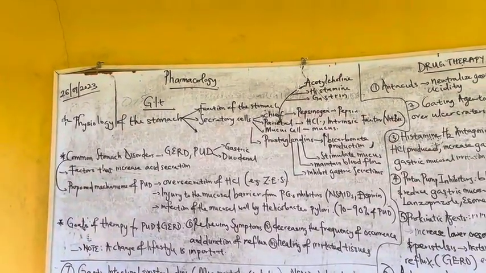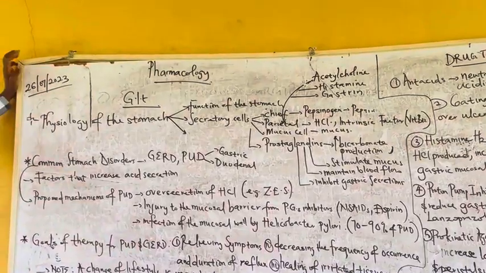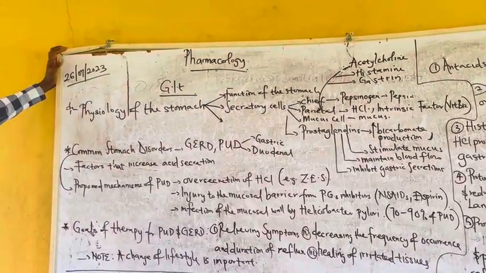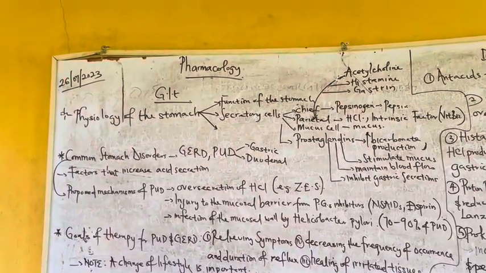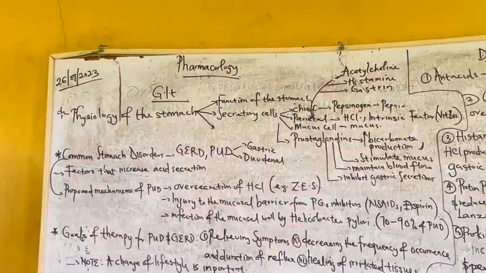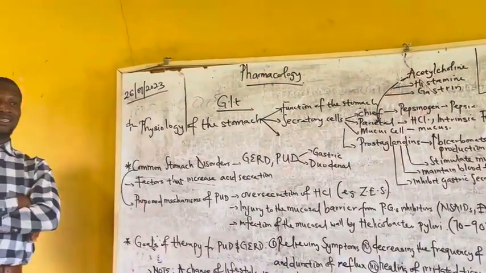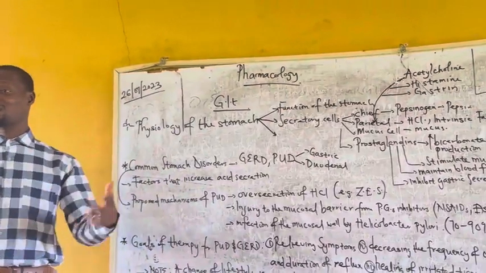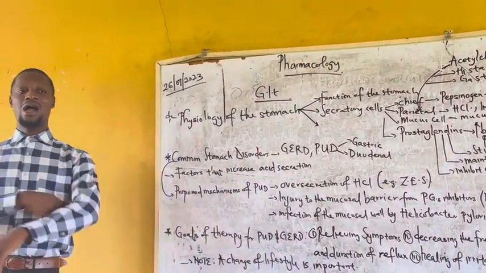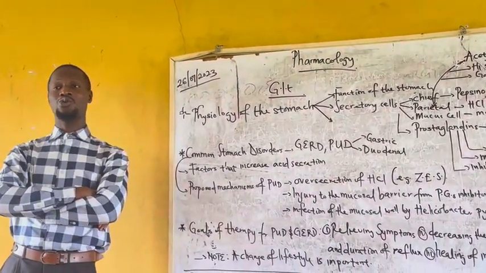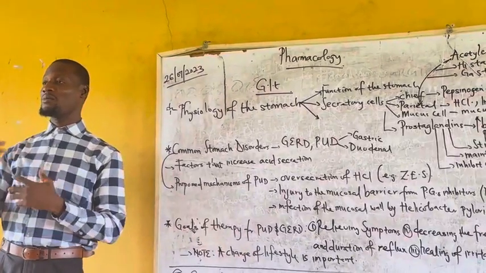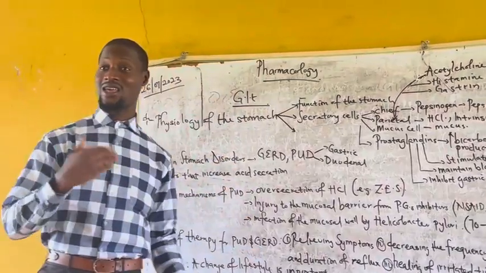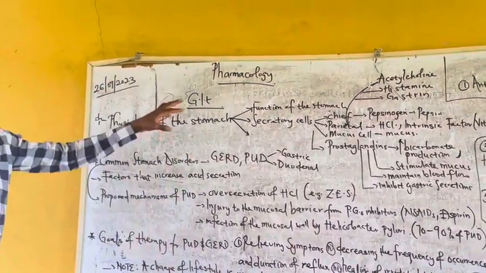Okay, so the last time we talked about this, we talked about the physiology of the stomach. I said that the stomach has some primary functions, which is what? To store food, right? Secondly, to mix the food. And the third function is to do peristalsis, the movement of food out of the stomach in portions. So these are three major functions of the stomach.